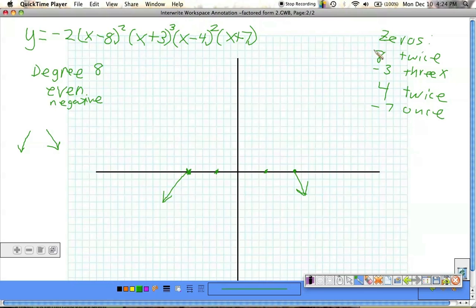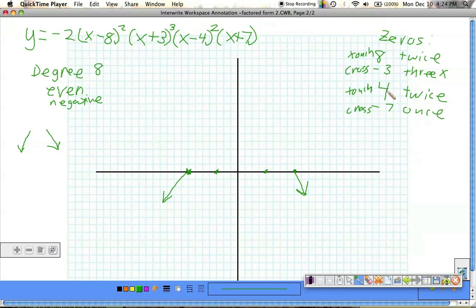Now, this 8 occurs twice. I touch the axis here. This negative 3 is a root that's repeated 3 times. I cross. 4 occurs twice, so I just touch. Negative 7 occurs once, so I cross. 1 is an odd number, so I cross.